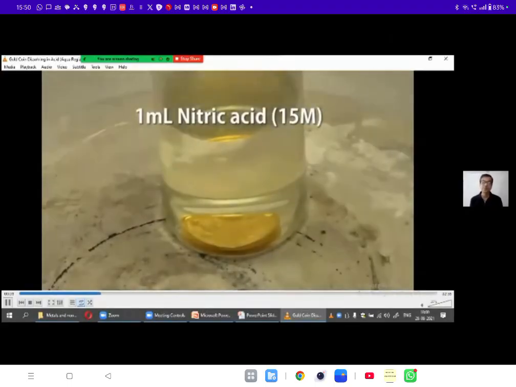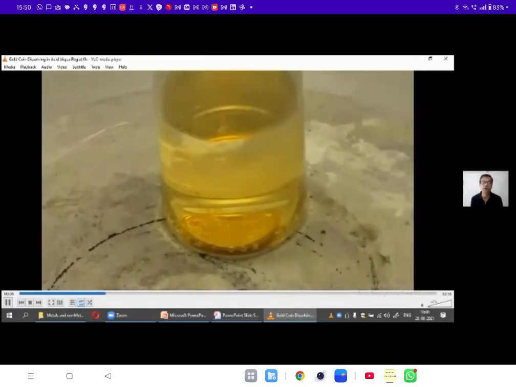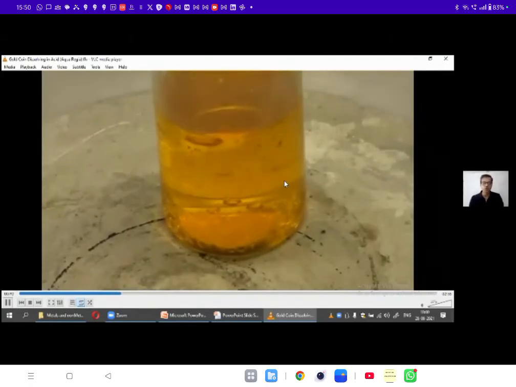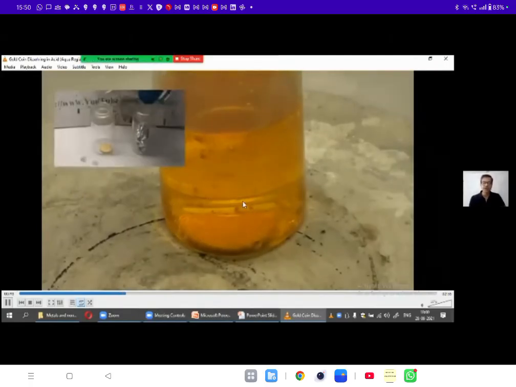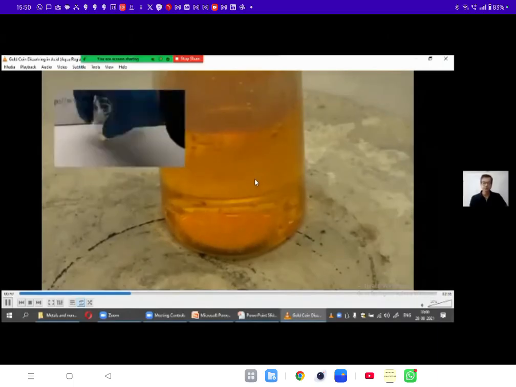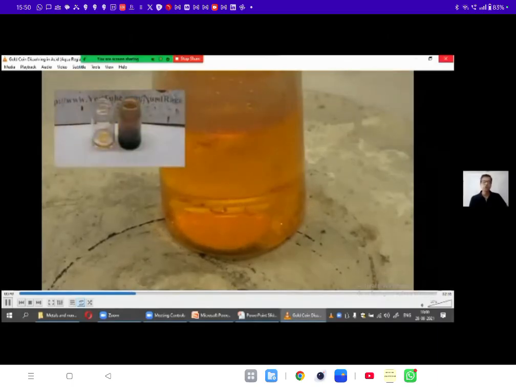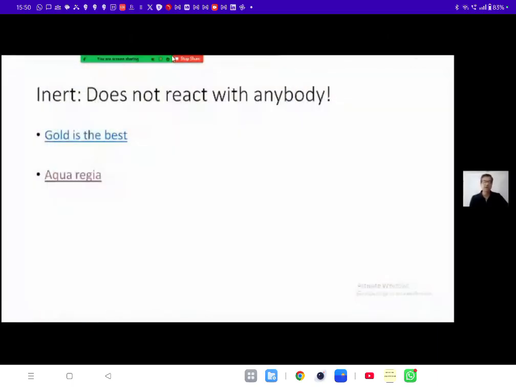In this mixture, it produces chlorine gas, which is able to react with the gold, and with that we get this gold solution. So the gold is getting dissolved into it. Gold is the best, but not in aqua regia. And this is one of the ways to extract gold.